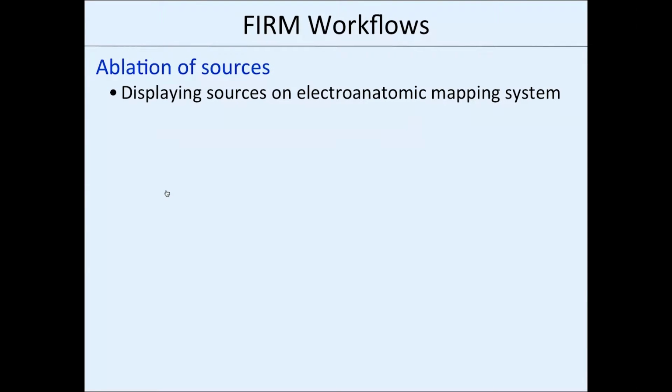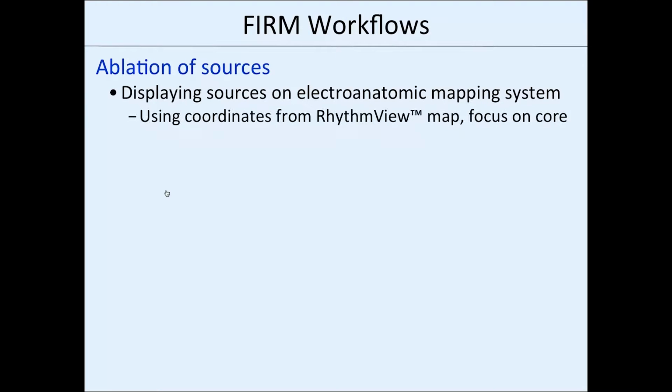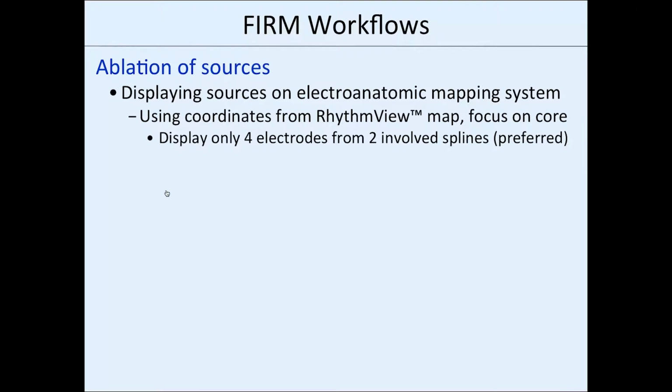Now, once we've identified the sources on our RhythmView mapping system, I get the coordinates as I showed, which spline it is, which electrodes are involved here, and focus on the core of rotation. There are a couple of ways of doing this. One can display only the 4 electrodes of the 2 involved splines, and this is by unpinning and repinning into a different pin box in the actual laboratory. I prefer this. It focuses me on exactly where I need to be.